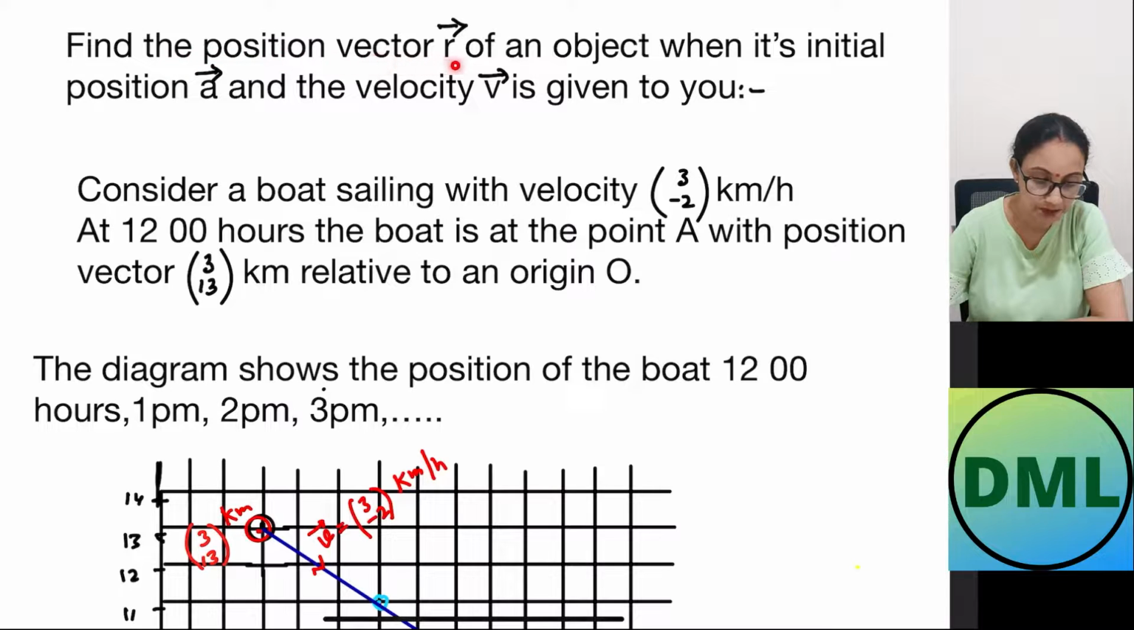Find the position vector r of an object when its initial position A and the velocity v are given to you. Consider a boat sailing with the velocity (3, -2) km per hour. At 12 hours, the boat is at the point A with the position vector (3, 13) km relative to an origin. Now the diagram shows the position vector of the boat at 12 hours, 1 pm, 2 pm and 3 pm.